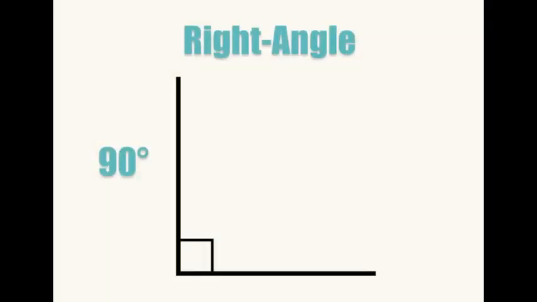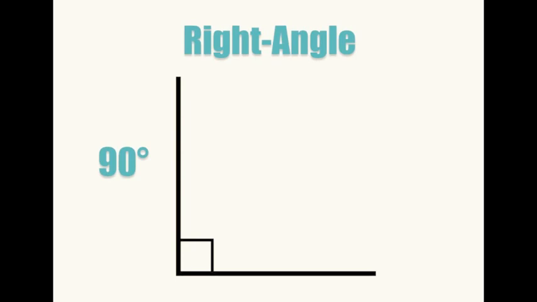Okay, so first we're going to look at the different angles. The first angle we're going to look at is a right angle. The reason we're looking at a right angle first is because it helps us recognise other types of angles, so we need to know what one is. Now, as you can see, a right angle is 90 degrees.